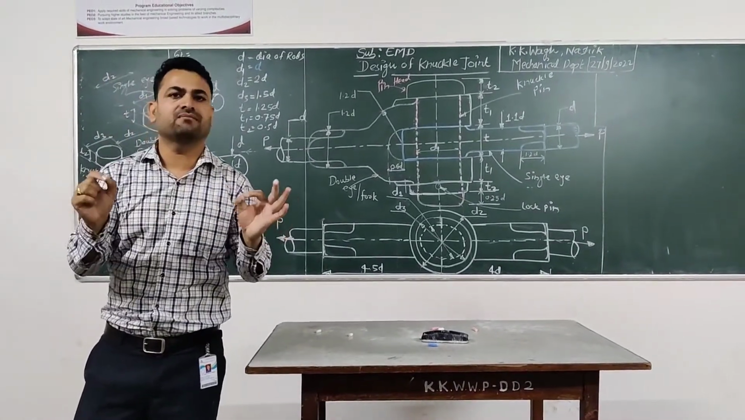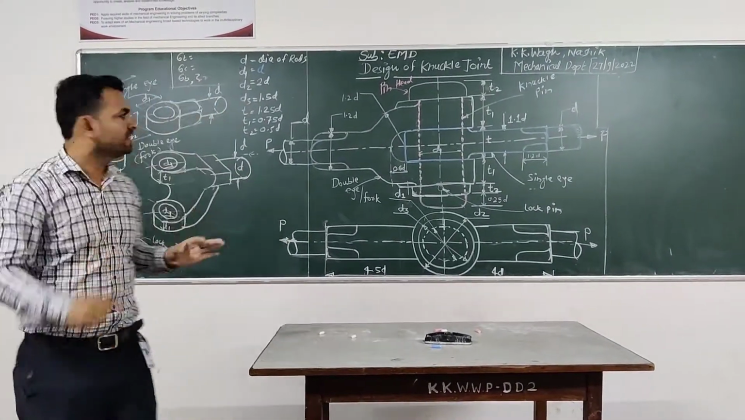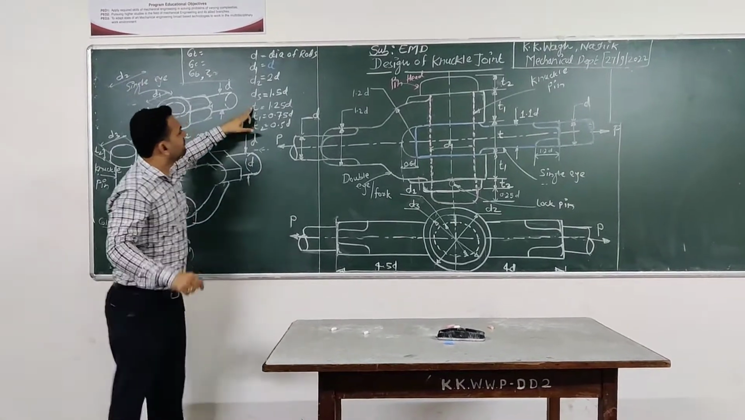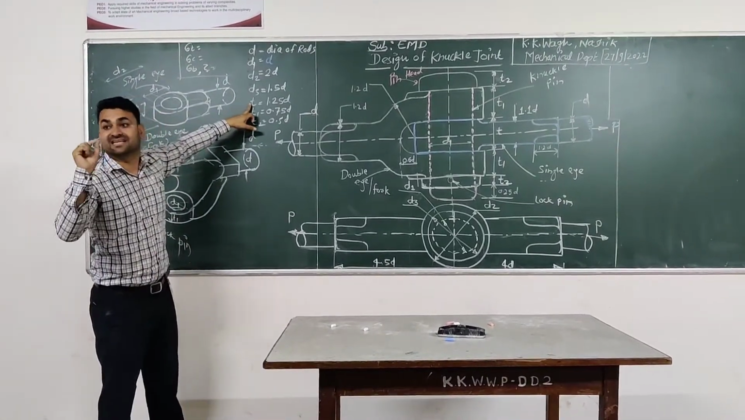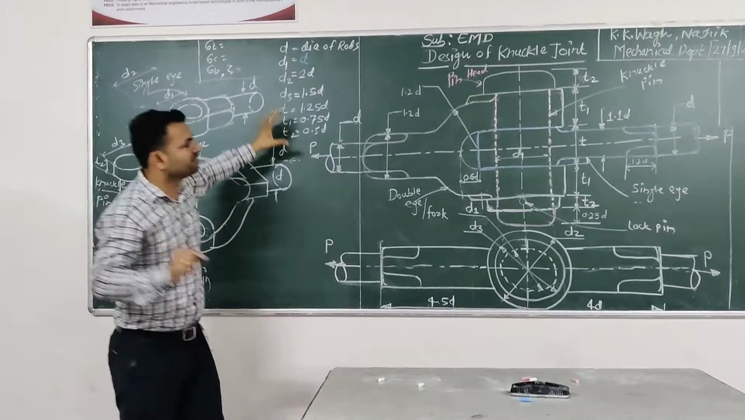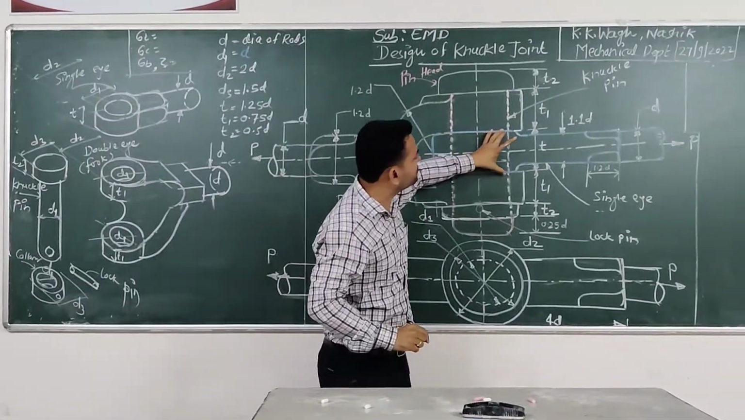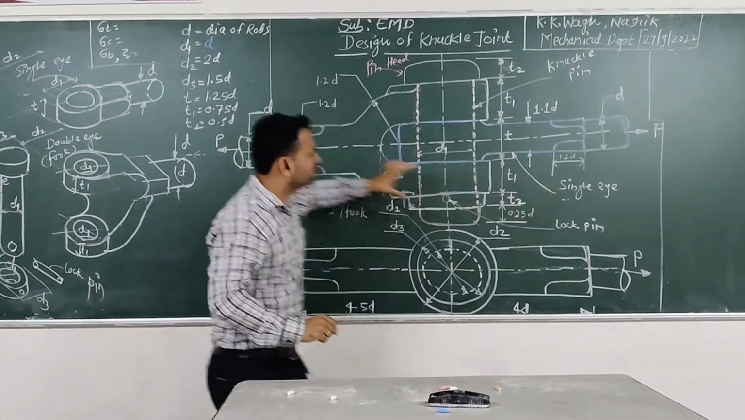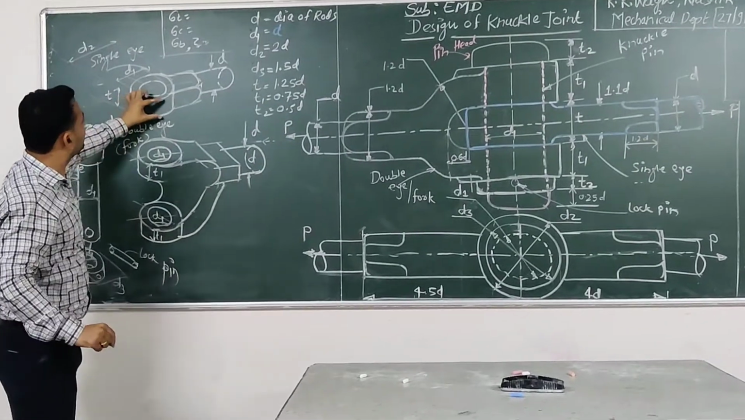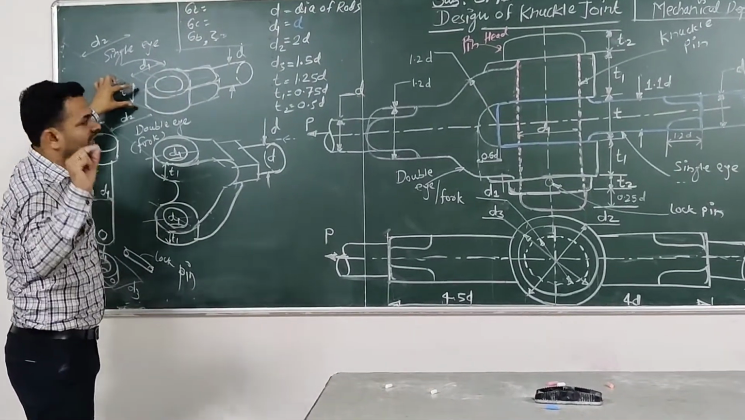D3. It will be equal to what? D3. Okay. Then after this, we are switching over to T. Different thicknesses are there. First thickness is what? Thickness of single eye. So here is the thickness of single eye.